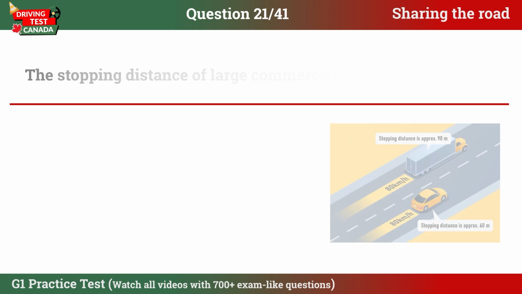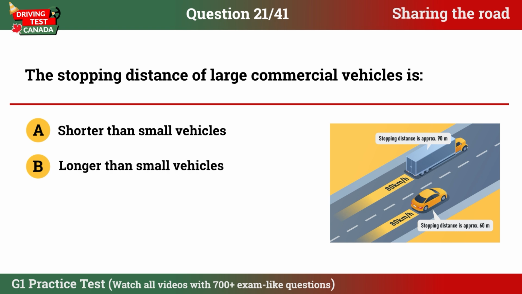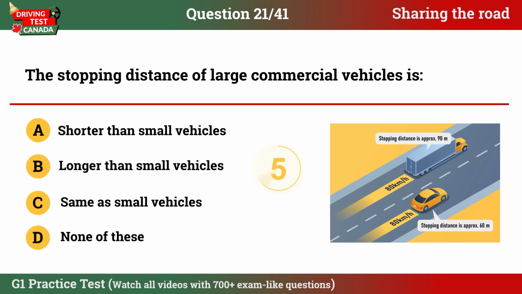Question 21. The stopping distance of large commercial vehicles is A. Shorter than small vehicles. B. Longer than small vehicles. C. Same as small vehicles. D. None of these.